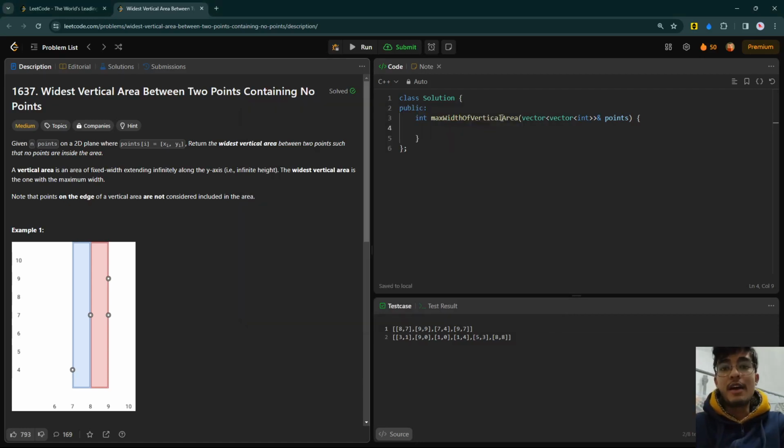Hello guys, I will be explaining LeetCode question number 1637, Widest Vertical Area Between Two Points Containing No Points.